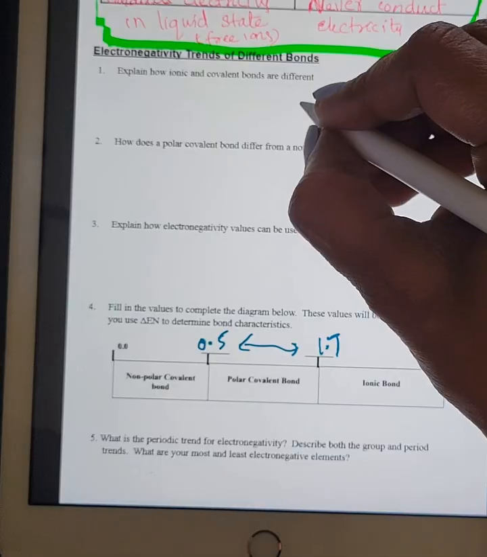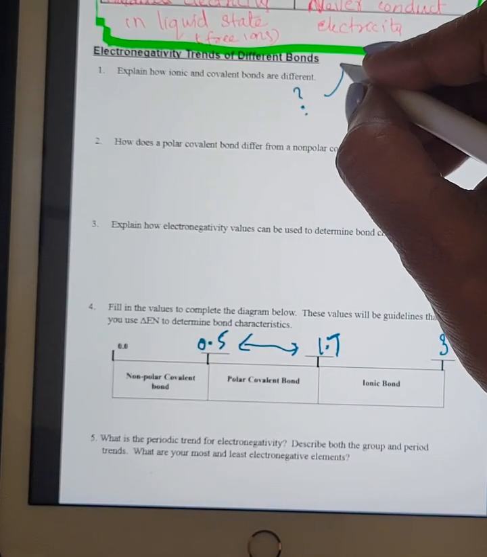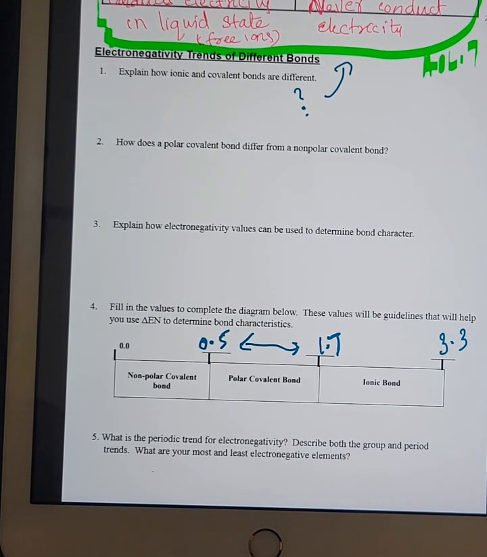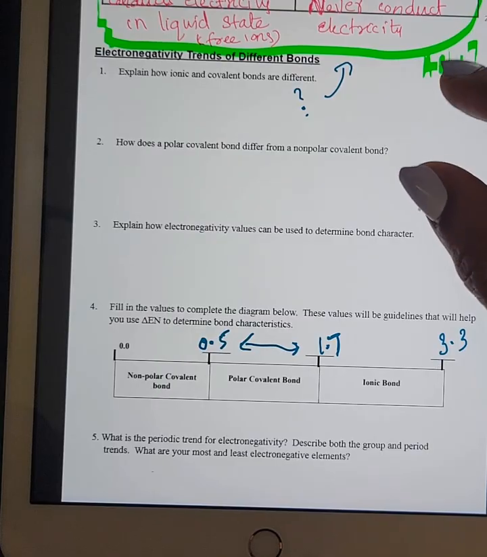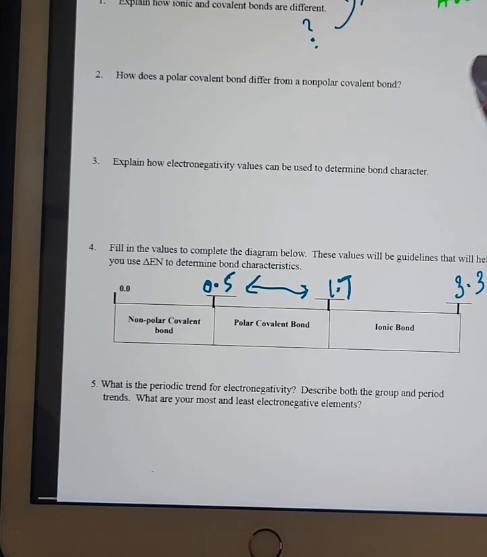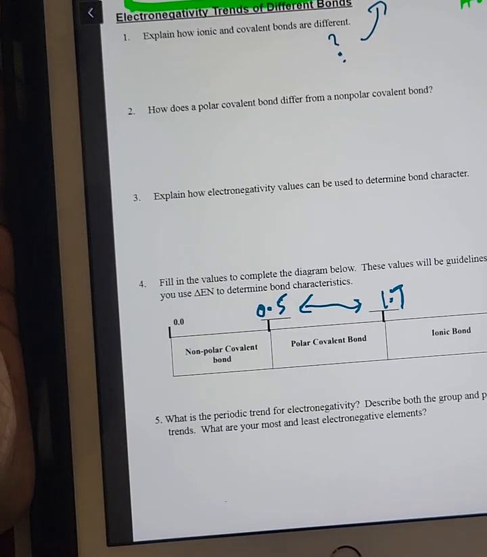Okay, so this question you can explain based on the table above. Second question: how does a polar covalent compound differ from a non-polar covalent bond? I'm going to teach you that.